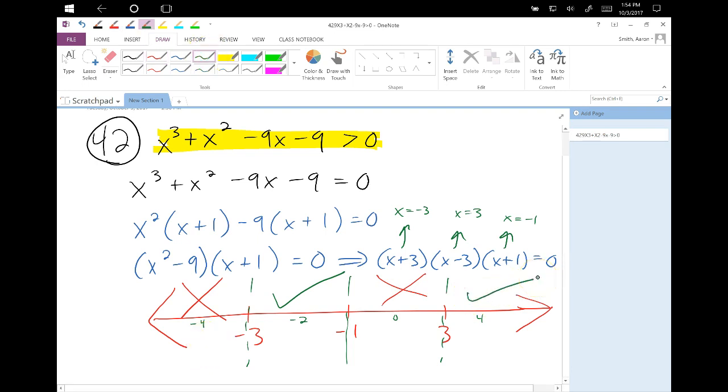And I'll leave it to you to check those by just plugging them in the original and seeing if you get a true or false. So anywhere where there's a check mark is my answer. So negative 3 to negative 1, union 3 to infinity. And notice I'm putting parentheses on this because this is a greater than, not a greater than or equal to.